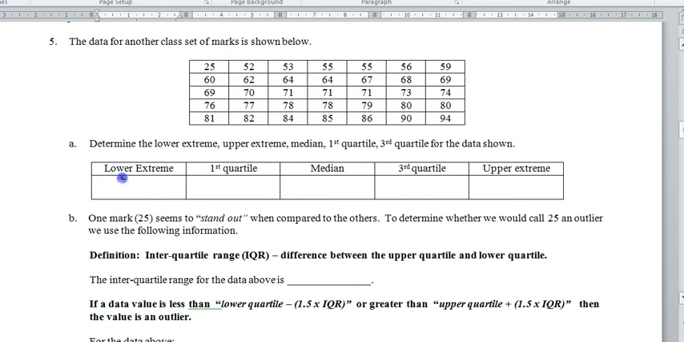Okay, same deal. We've got the same kind of box, right? So we've got this, this, and this. We've got 80, and what do we have? 62 as well.